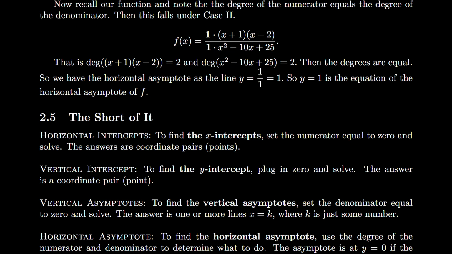That's why I can say that this degree is 2. I just multiplied it out in my head, and you just have to do the terms with the x's in them, the first terms, the term you know is going to be the biggest. So then the horizontal asymptote is the line y equals 1. So y equals 1 is the equation of the horizontal asymptote of f. If you go up to 1, there'll be a horizontal asymptote here, which means that our graph is going to approach that line but never quite touch it. It's going to do something like that.